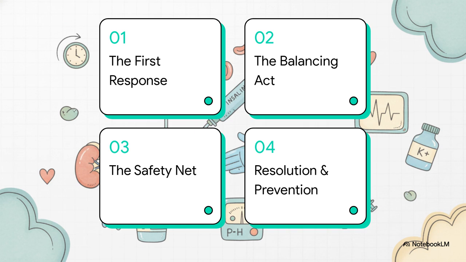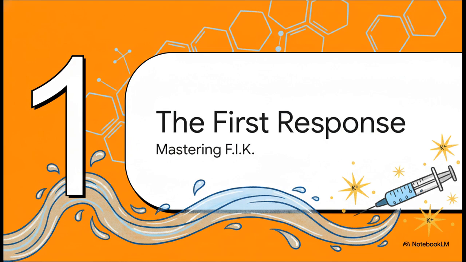All right, to navigate this complex emergency, we need a memorable game plan, and that is where the mnemonic FIKGAPS comes in. It's brilliant. We're going to start with the first response, then move to the balancing act, cover the all-important safety net, and then finish up with resolution and prevention. This is our roadmap for managing DKA safely and effectively.